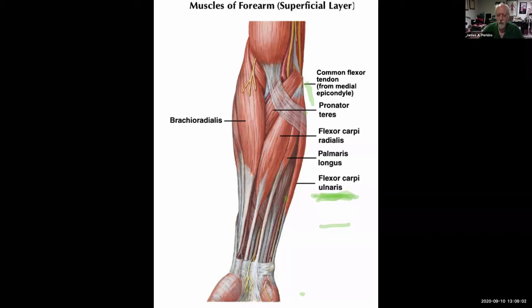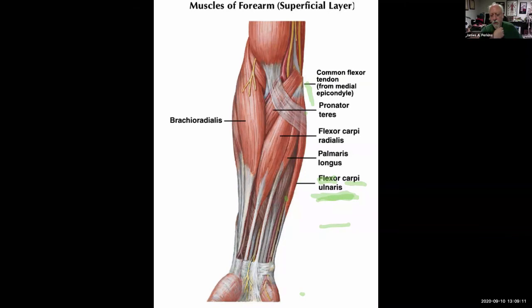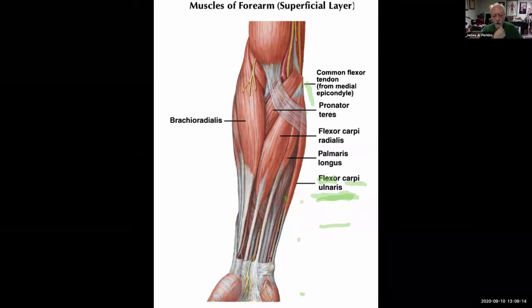All right, flexor carpi ulnaris. Well, we've already talked about what flexor means. You know what that is, and carpi is hand. So this is another flexor of the hand. But it's a flexor of a hand that's on the ulnar side, which is the more medial side of the forearm. And if you followed it all the way down to its insertion, it's inserting down here on the base of the fifth metacarpal. That's the metacarpal associated with the pinky finger. So that's way over on the medial side of the hand.